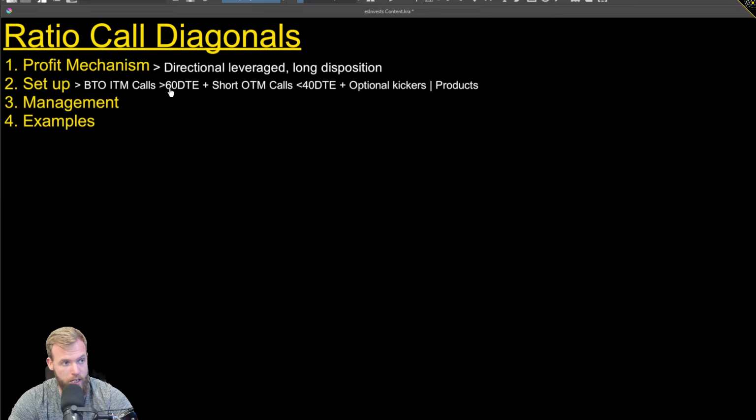So this is the first leg. The second leg would be short out of the money calls that are generally less than 40 DTE. And there's very specific criteria that I use in terms of what delta or what strike I choose, which we'll talk about. And then there are the optional kicker options that I add to the trade. So this is a way to make a little bit more money if the trade moves big in my favor.